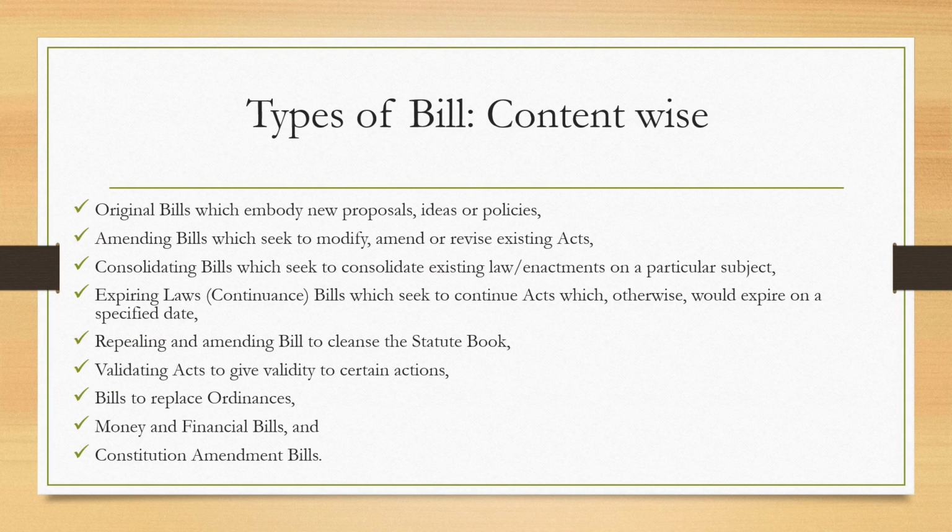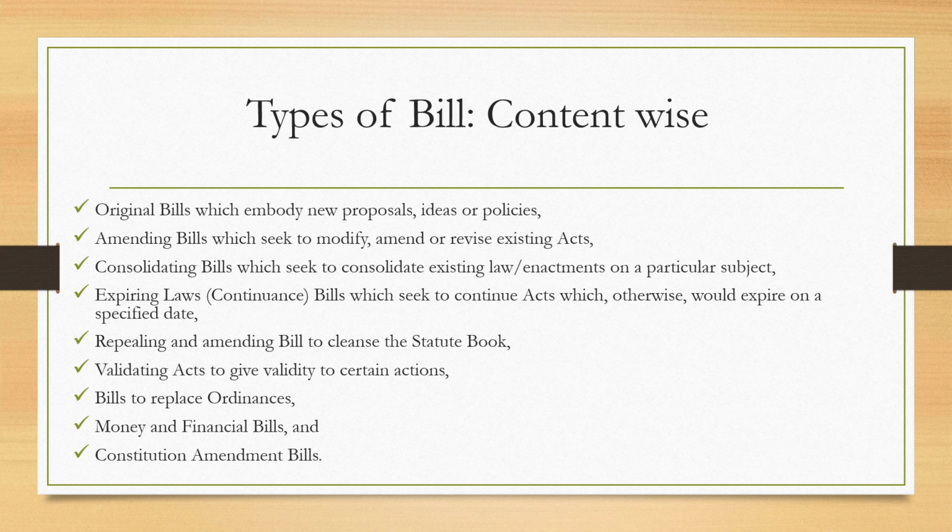Now, under this types of bill, we can have two categories. The one is called content-wise category, and the other category, which I will discuss a little later, is called procedure-wise. Because on the basis of content, bills can be categorized, and on the basis of procedure for introducing the bill on the floor of the house, the bill can be categorized. So first, let's take the content-wise categorization.